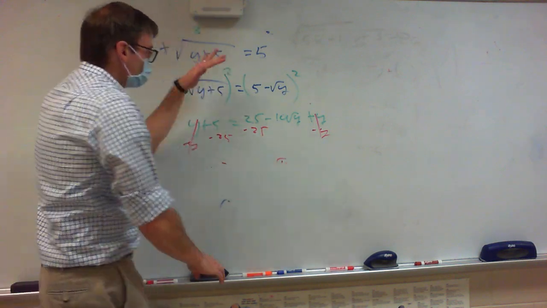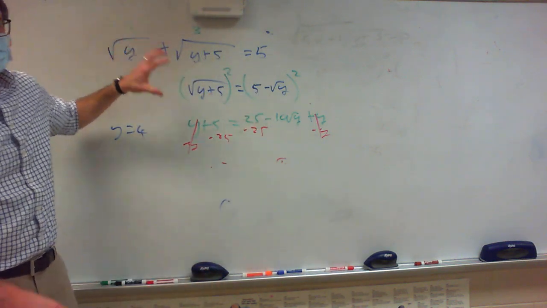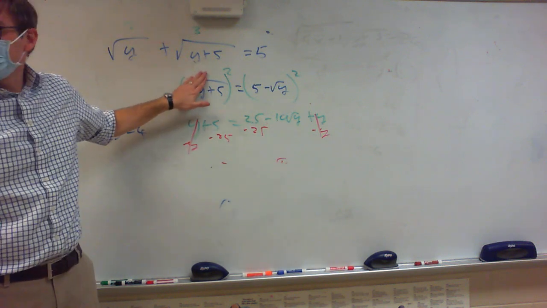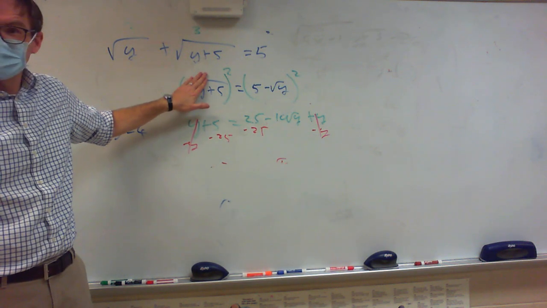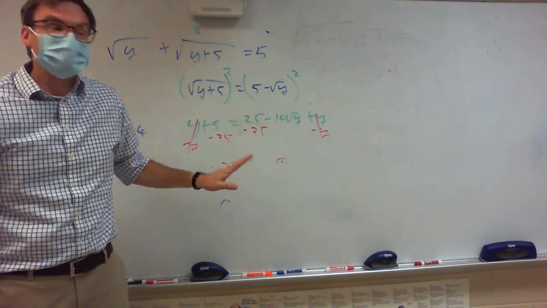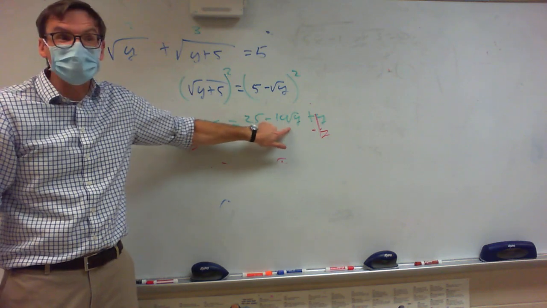So again, just recapping. Whenever you have multiple square roots, step 1, get the biggest square root by itself. All right? Square both sides. Remembering our little trick, then you're going to have a square root left over. Get that square root by itself.